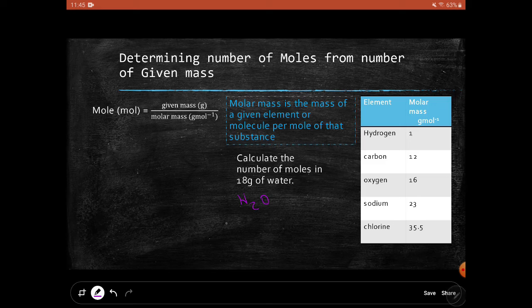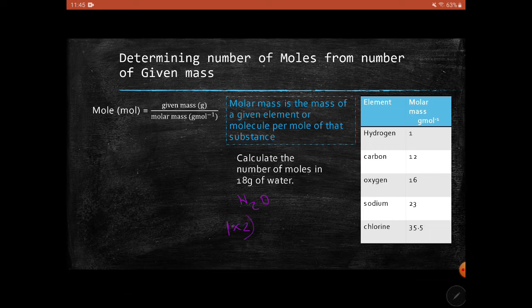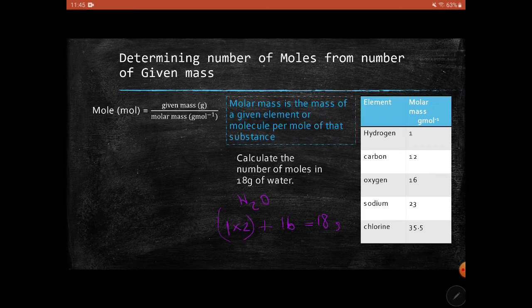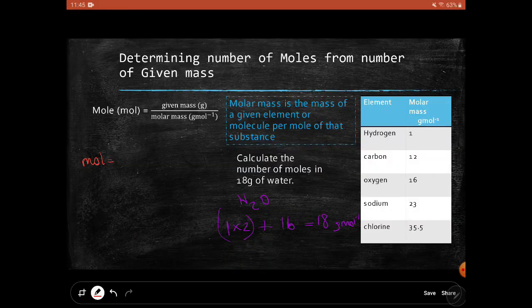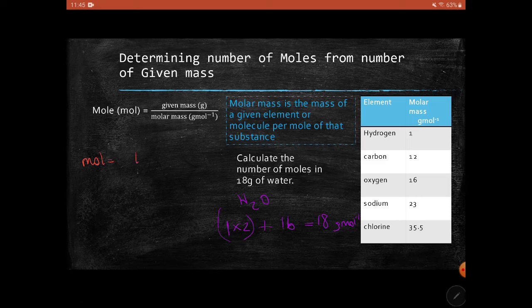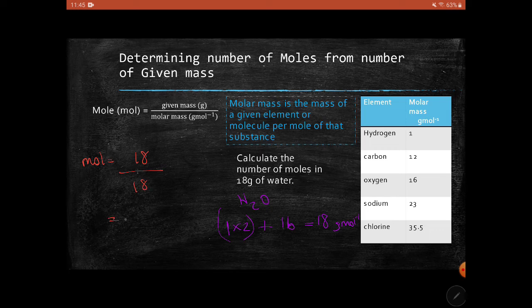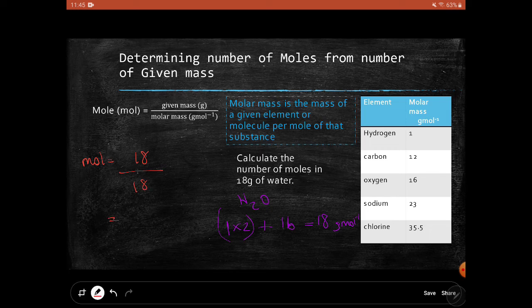Now the mass of hydrogen is 1, but there are 2 hydrogen atoms, so we multiply that by 2, and we have 1 oxygen atom, so we would add 16 to that. So the molar mass of water is 18 grams per mole. Mole is equal to the given mass, which is 18, divided by the molar mass, which is 18. So the number of moles would be 1 mole.